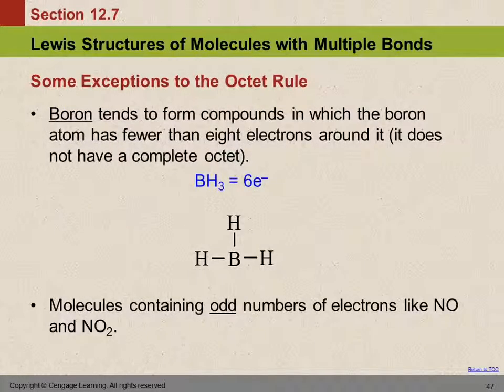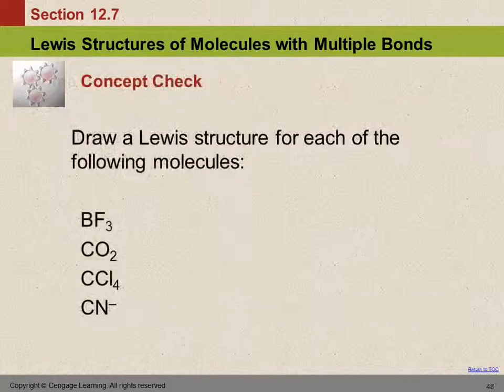There are some exceptions to the octet rule. I'm just going to tell you about them. I'm not going to test you on them. Boron tends to form compounds where it only has 6 electrons, like in boron trihydride. Why? Well, I think the simplest explanation is boron is one of those little atoms, and so it has some exceptions.